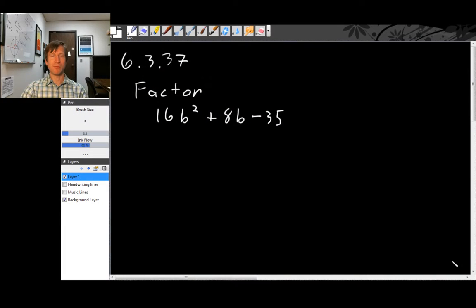Here's a solution to Rockswold problem 6.3.37. The problem is to factor this trinomial, 16b squared plus 8b minus 35.